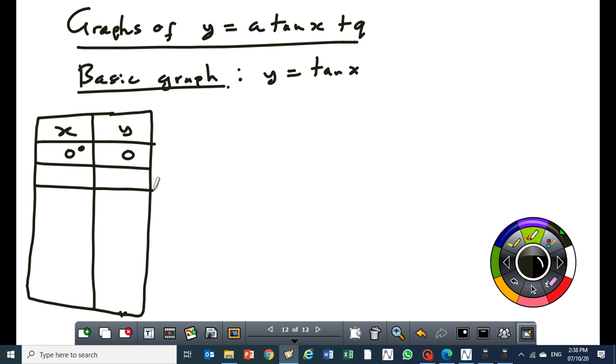Now for tan, the period is 180, but the step is 45 degrees. So we may need to put the 45 degrees there. You end up having many values of x, of which in my case I don't have the space. So I'll put 90 here. So tan 90 is undefined.